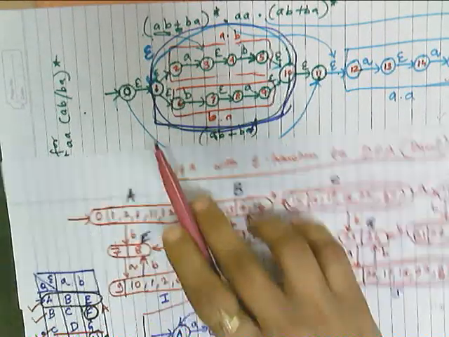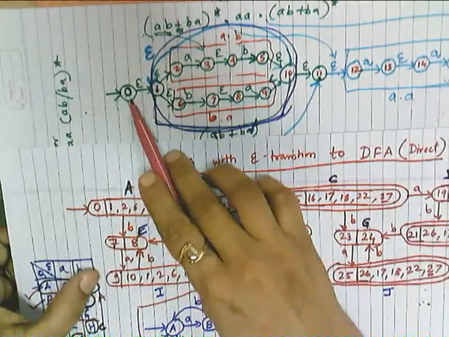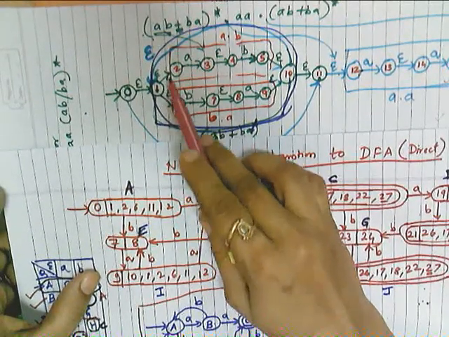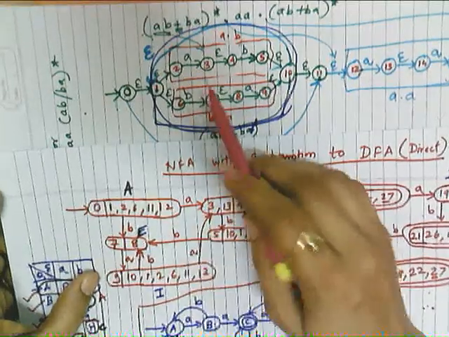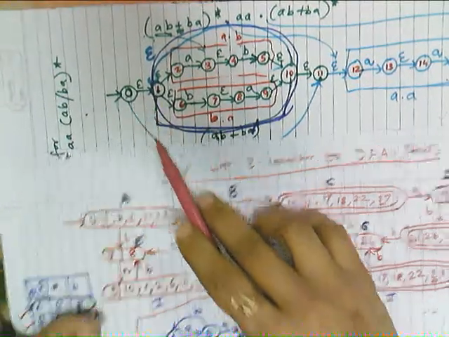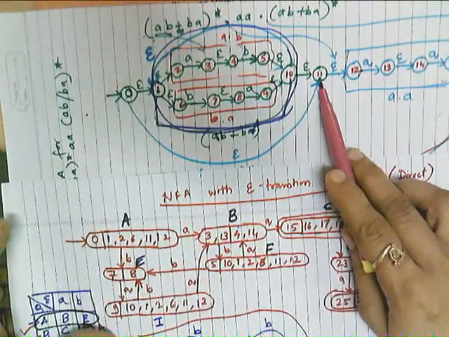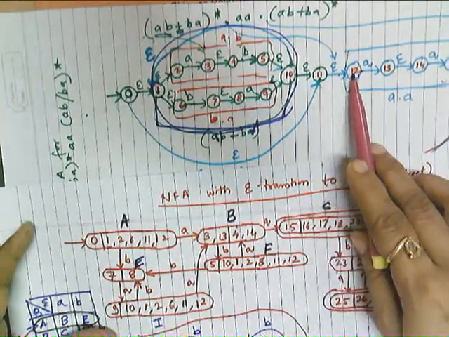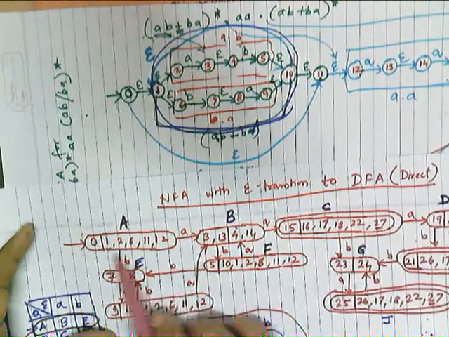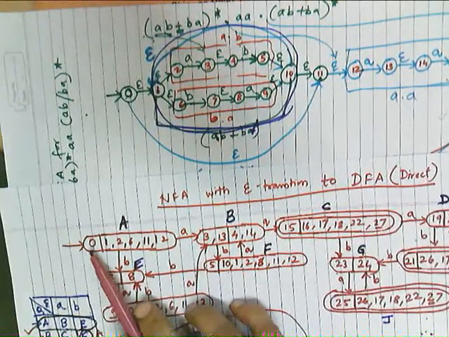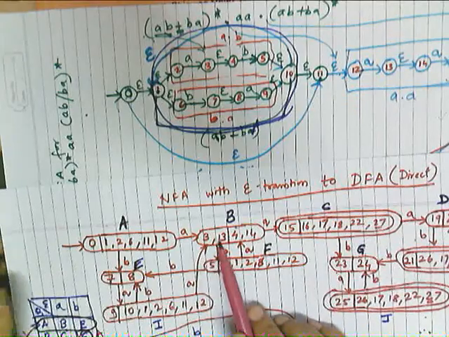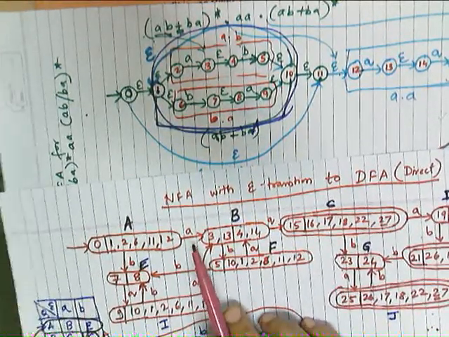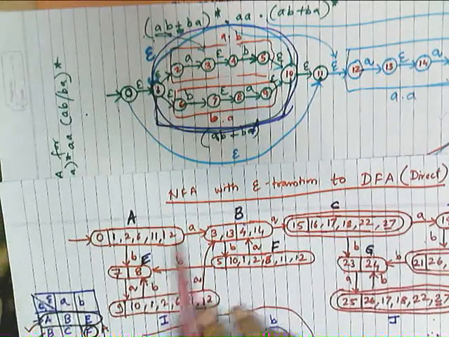Okay, so which are those states? Those states are 0. With epsilon move it can move to 1, it can move to 2, it can move to 6. Then with this particular path, it can also move to 11, that's why 11. It is also moving through 11 to 12 with epsilon move. So this will be the epsilon closure for the state 0. Then we are moving to the state identification with the input symbol A and B.